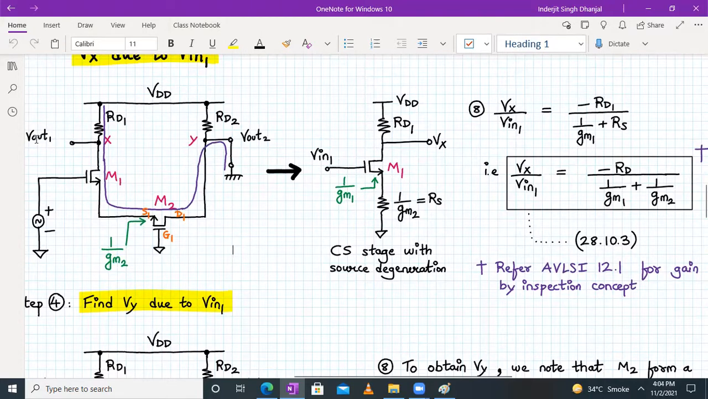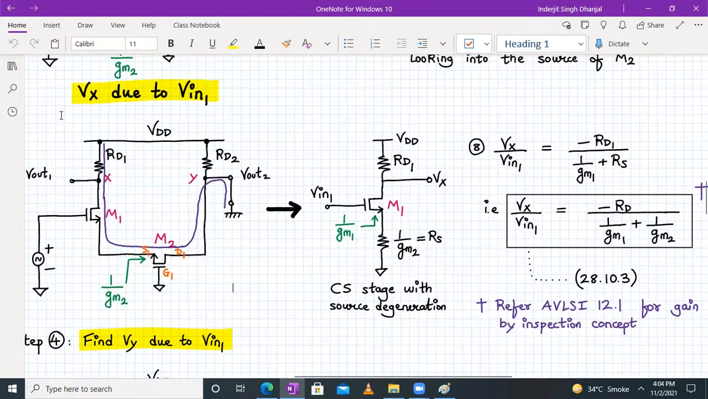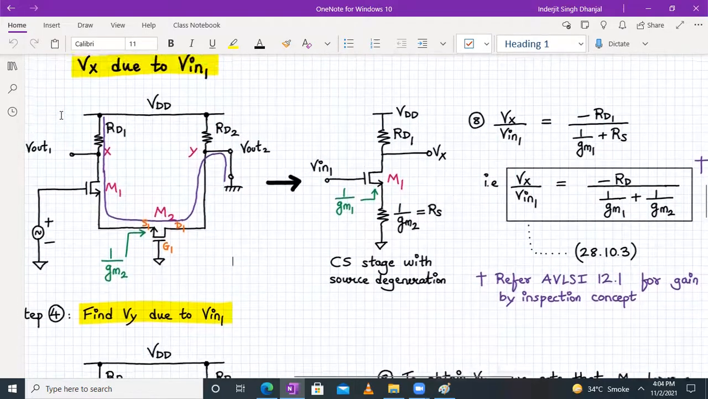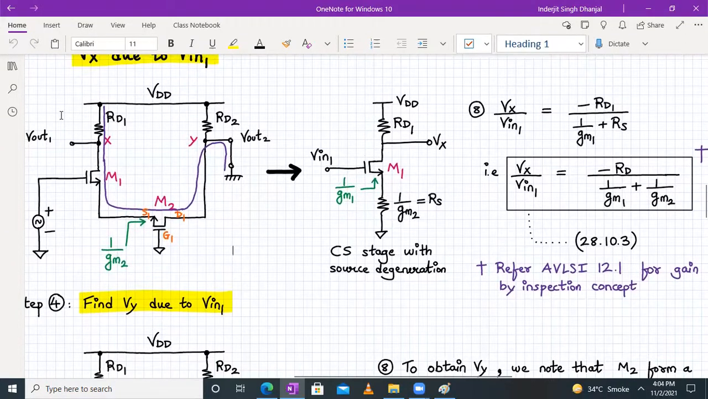That's how we proceed: finding Vx due to Vin1. So now we can write Vx in terms of Vin1 with a simple formula. We know the formula for the source degeneration, and you can refer to the AVLSI 12.1 handout.